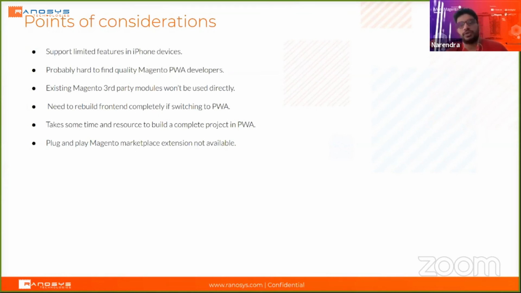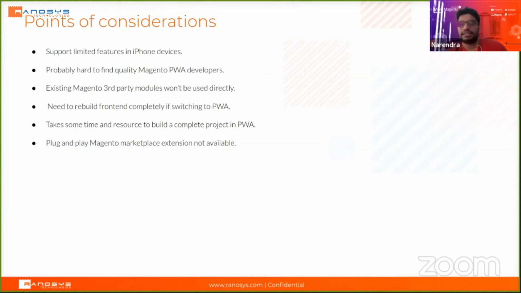Similarly, you won't have that much of a marketplace. Right now, if you want a feature, you can go to the marketplace, download the extension, just plug and play. That is currently not available, but as we switched from Magento 1 to 2, the marketplace developed. So I think in future the extension providers will definitely come with solutions, and the same thing will be available for PWA as well.